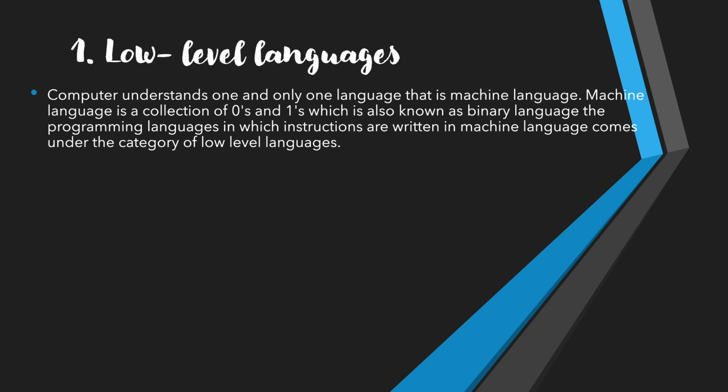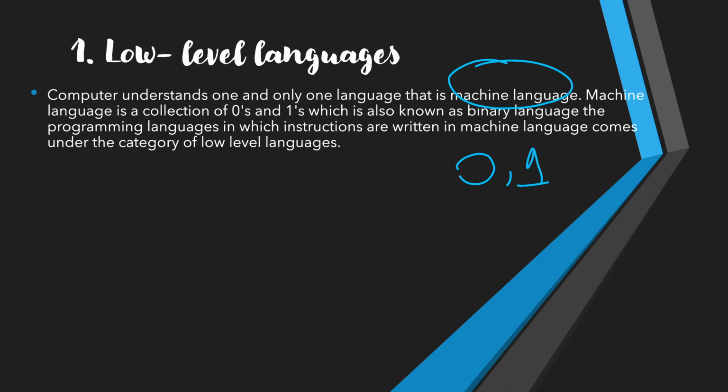Computer understands one and only one language, that is machine language. What is machine language? Machine language is nothing but a collection of zeros and ones. So computer understands only 0 and 1. That is also known as binary language. The programming language in which instructions are written in machine language comes under the category of low level language.